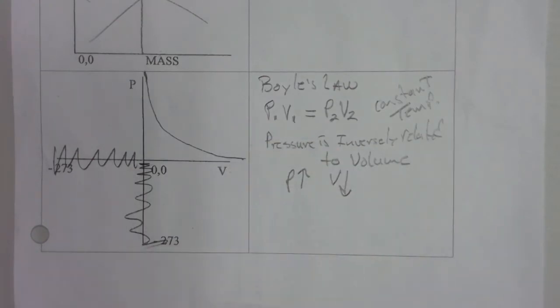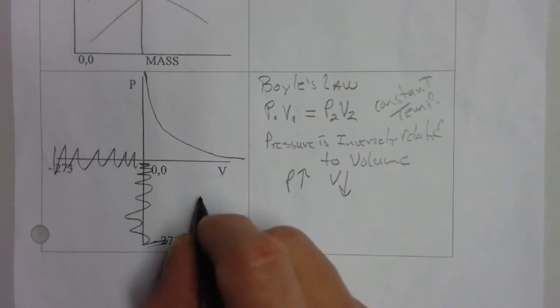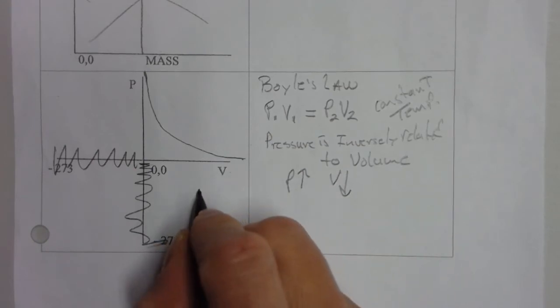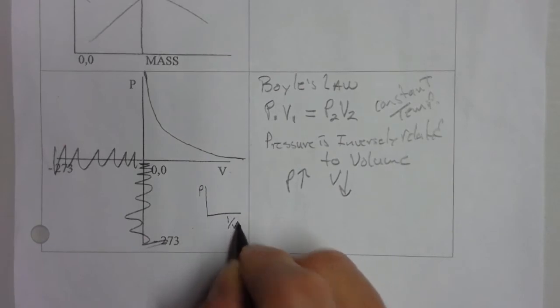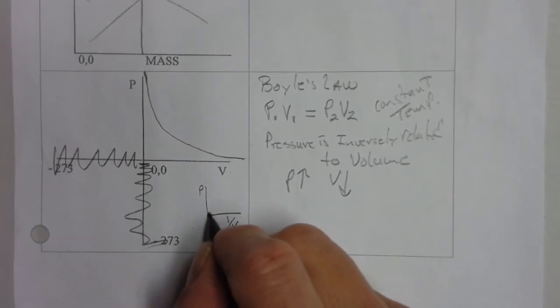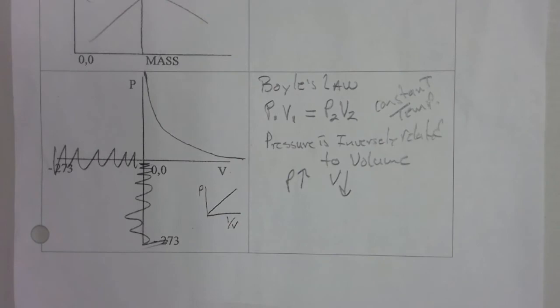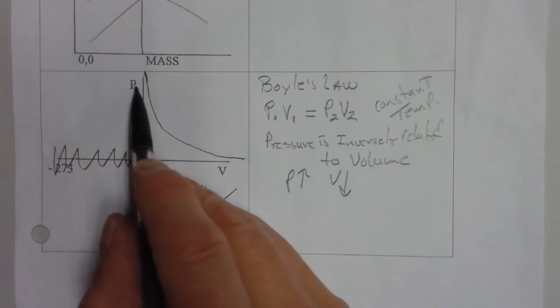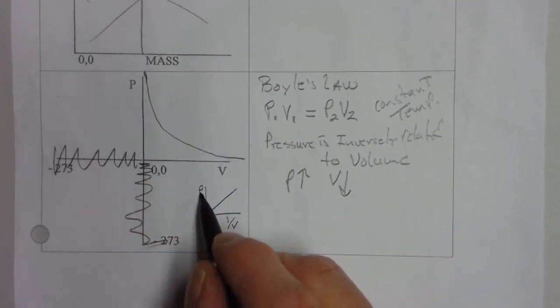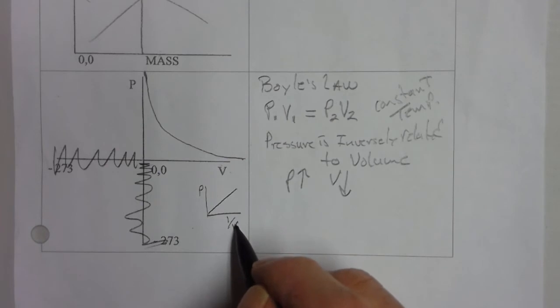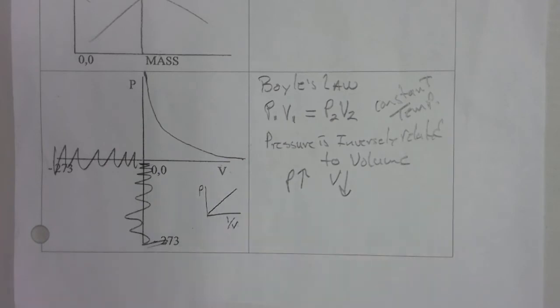Now you could make that into a straight line. You could graph pressure versus 1 over the volume, the inverse of the volume, and that would give you a straight line. Since this curve indicates an inverse relationship between the y and the x-axis, if we graph the y versus the inverse of that x, we'd get a straight line. So that might show up on a trickier question.